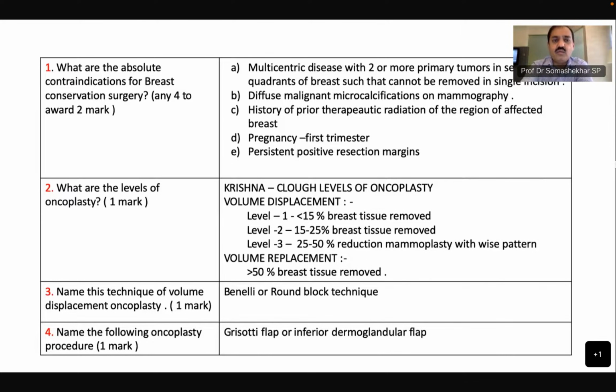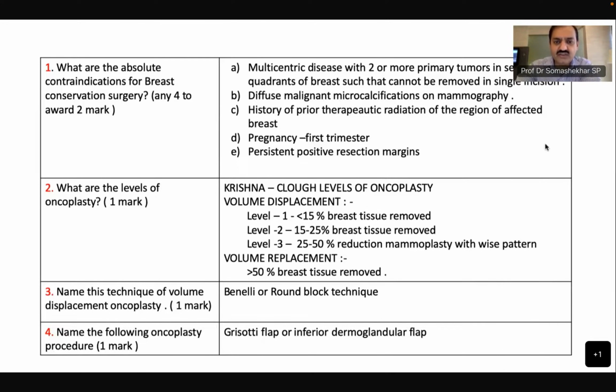Question number 2. What are the levels of oncoplasty? This is called Clough level oncoplasty. Volume displacement, volume replacement. Volume displacement: level 1 Clough oncoplasty, level 2 Clough oncoplasty, level 3 Clough oncoplasty. Level 1, less than 15% breast tissue moved. Level 2, 15 to 20. Level 3, 25 to 50. Beyond 50, you cannot do volume displacement. You need to replace it, either with LD, perforator flap, or TRAM, or DIEP, or anything.